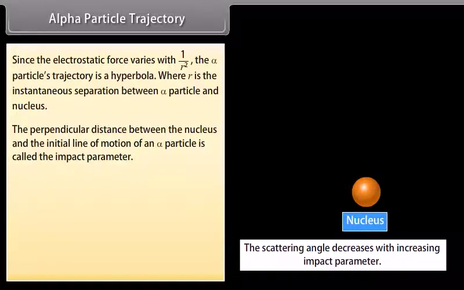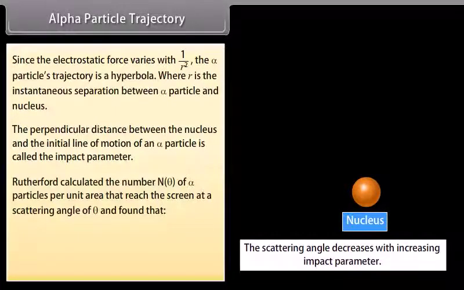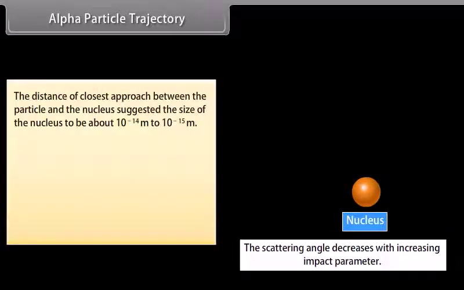Rutherford calculated the number N theta of alpha particles per unit area that reach the screen at a scattering angle of theta and found that N theta is inversely proportional to sin theta upon 2 raised to the power 4. The distance of closest approach between the particle and the nucleus suggested the size of the nucleus to be about 10 raised to the power minus 14 meter to 10 raised to the power minus 15 meter.